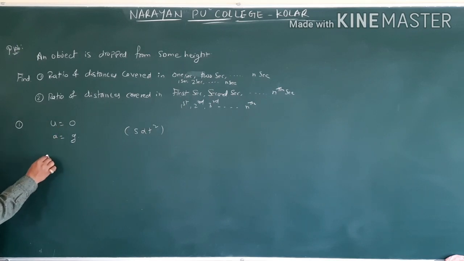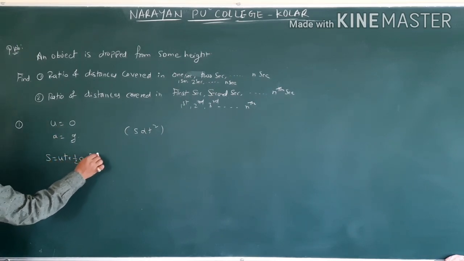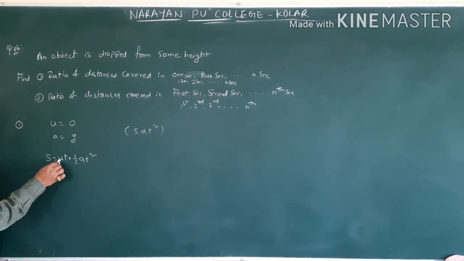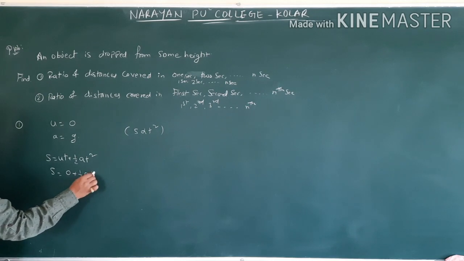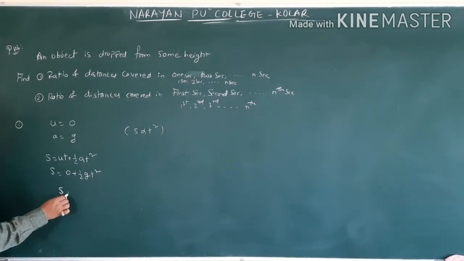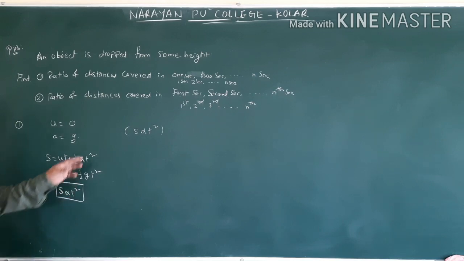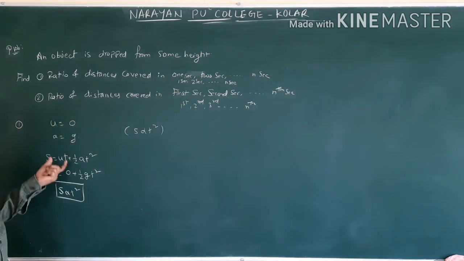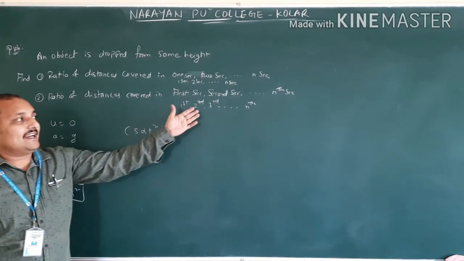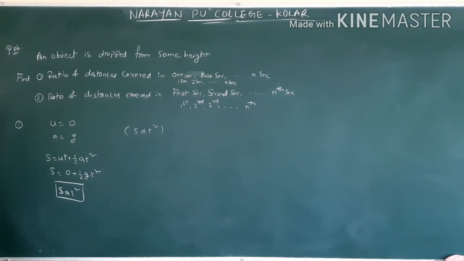How we are going to apply: we know that S is equal to UT plus half of AT square. So U is 0. Therefore 0 plus half of GT square. G is constant. Therefore S is directly proportional to T square. So if they are asking in 1 second, 2 seconds, 3 seconds, n seconds, you have to apply this formula. First second, second second, third second and so on, nth second means we apply the fourth equation of motion. That equation we have to apply.